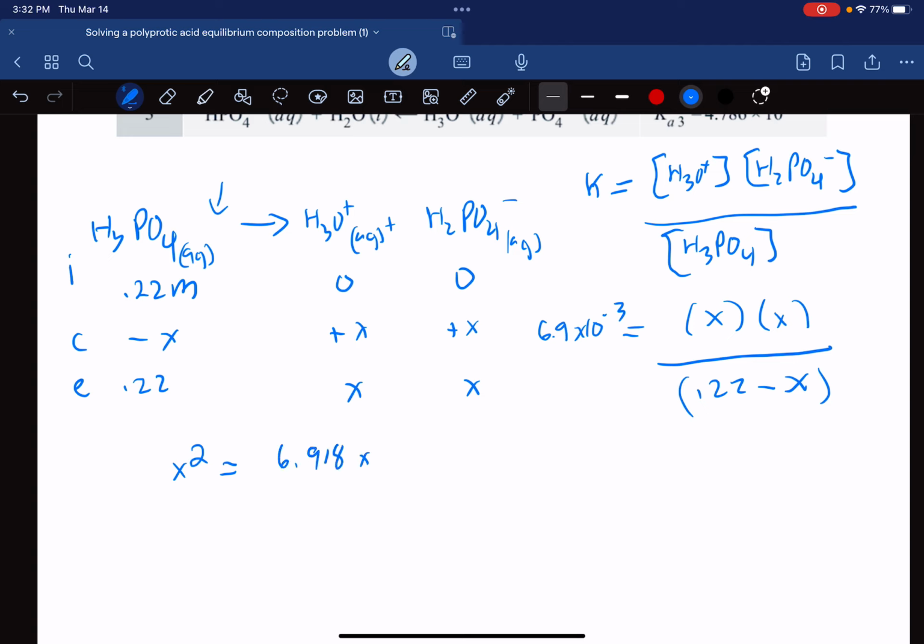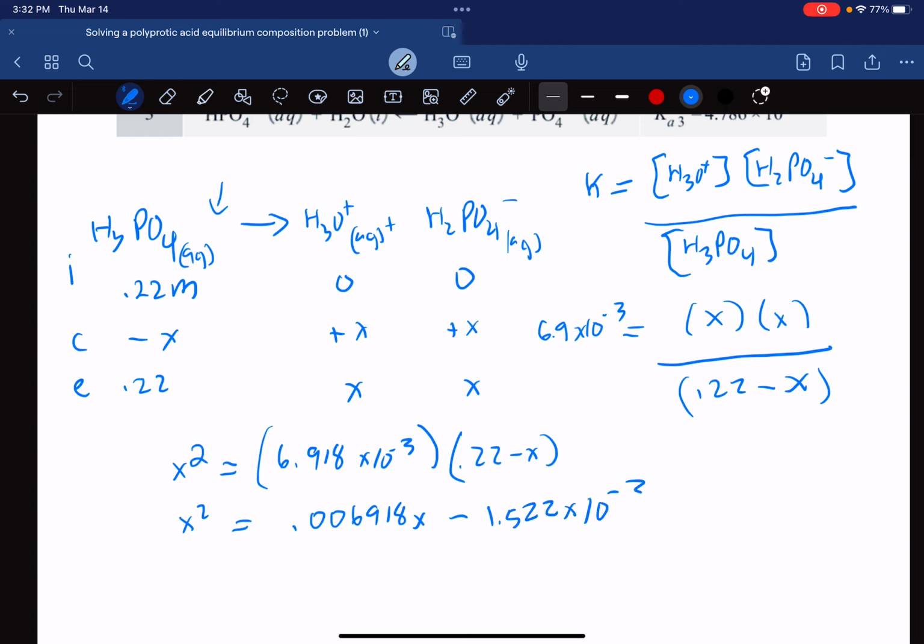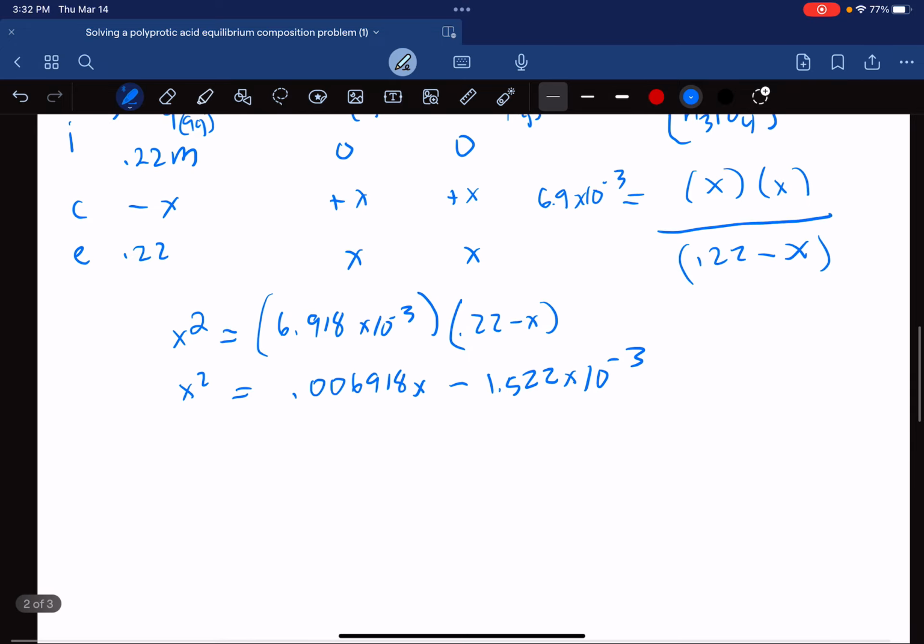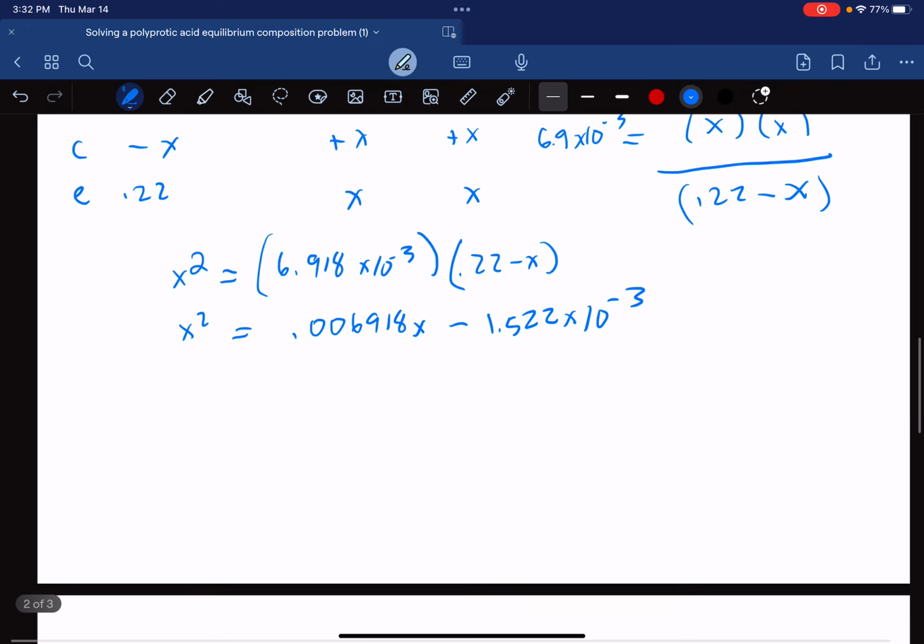6.918 times 10 to the negative 3, all times 0.22 minus x. And then when I distribute it out, I end up with x squared is equal to 0.006918x minus 1.522 times 10 to the negative 3. So we have our A, B, and C expressions.